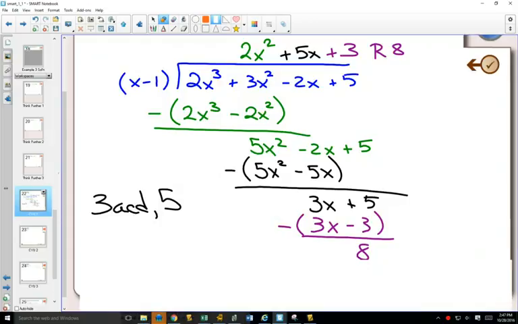So the division statement says, well, what did we just do? We took 2x cubed plus 3x squared minus 2x plus 5. We divided it by x minus 1, and we got this as an answer, remainder 8. Okay? Off to the side here, I'm going to do something similar with numbers first.